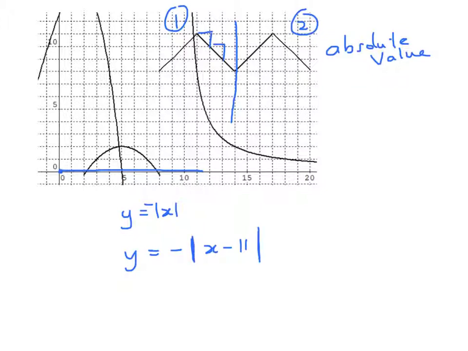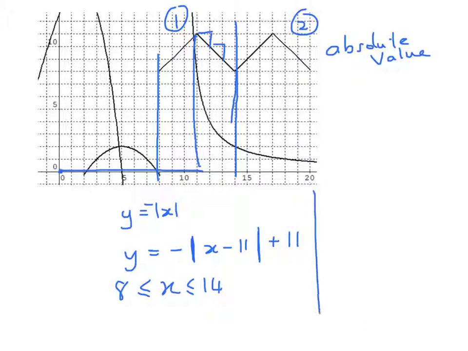Those are my brackets. And it's gone up here to 11. So it's gone up 11. And this is for this graph, which its domain is from x goes from 5, 6, 7, 8 to 14. That's my domain for that graph.